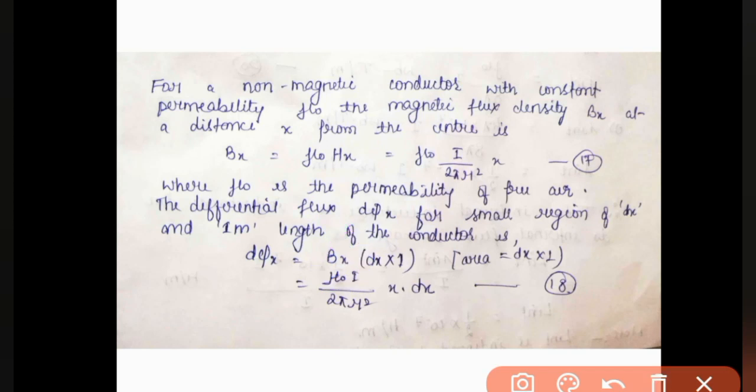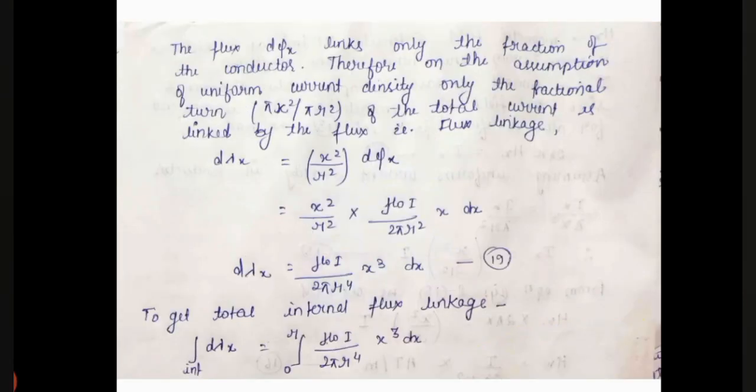अब इस पोर्शन में हम लोग क्या करें कि from equation number 17 we put the value of Bx in this equation and we get equation number 17, that is d phi x, the flux linkage for a small region, that is dx, equals mu 0 I upon 2 pi r square into x dx. Okay, it is for a small region, that is dx. Now the flux d phi x links only the fraction of the conductor.